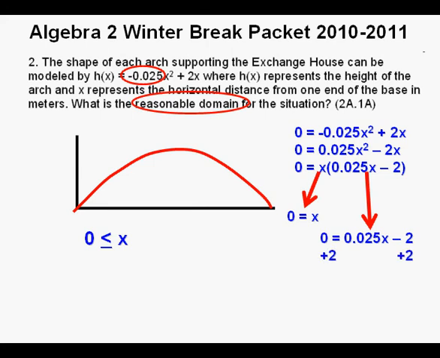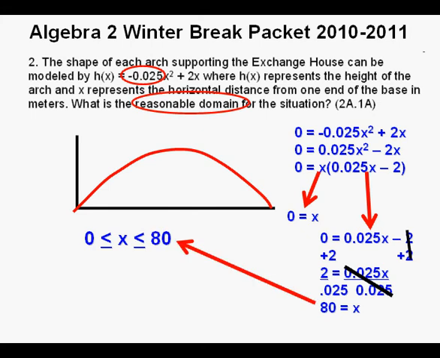We solve for x by first adding 2 to both sides of the equation. Negative 2 plus 2 cancel on the right side, so now we have 2 equals 0.025x. Next, we divide both sides by 0.025. 0.025 over 0.025 cancel on the right side, so we're left with x equals 80. So we use that number to finish out our reasonable domain, less than or equal to 80 meters. Now that's the reasonable domain.